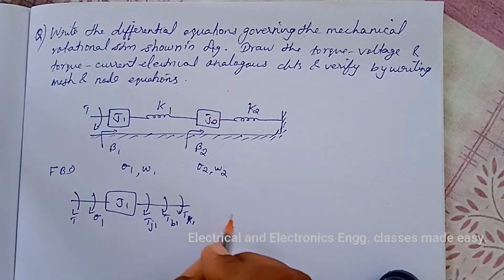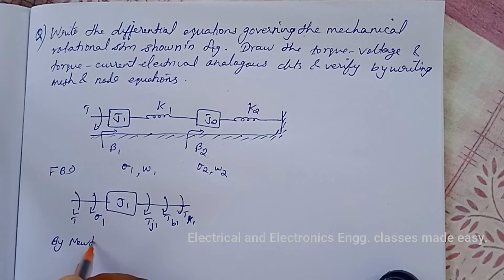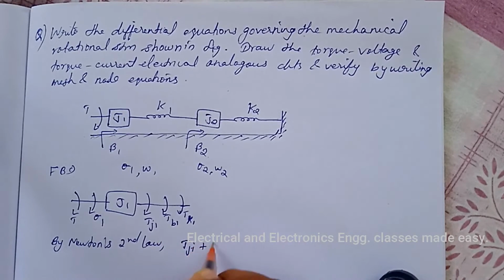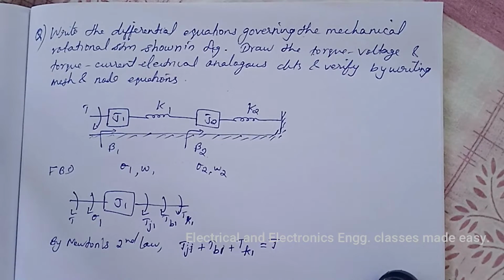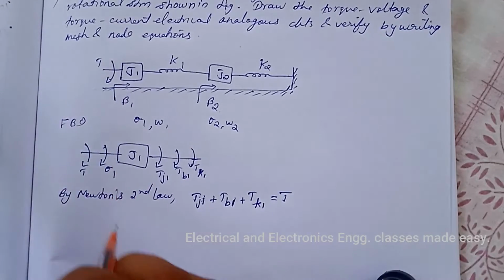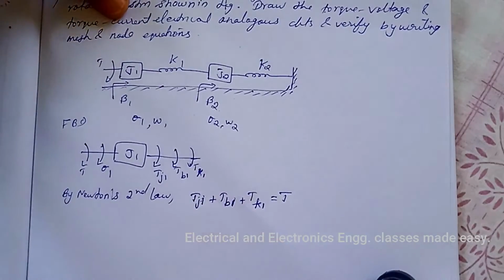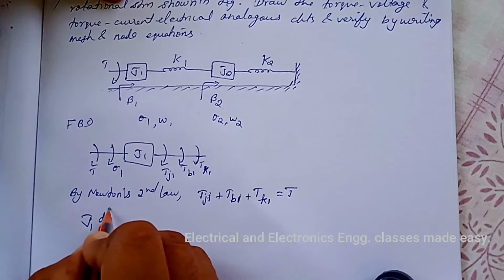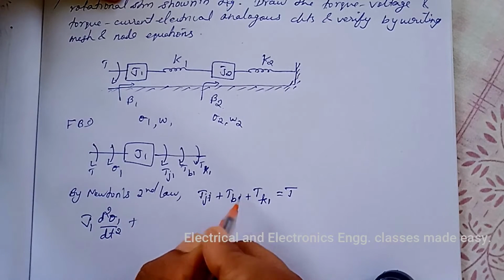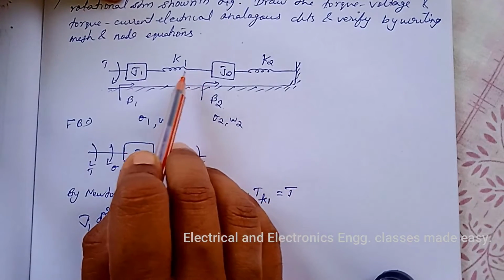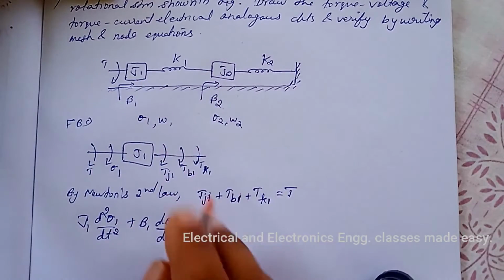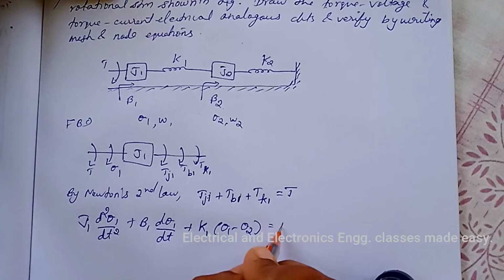Then by Newton's second law we can write Tj1 plus Tb1 plus Tk1 is equal to the applied torque T. Now Tj1 is J1 into d square theta 1 divided by dt square, plus Tb1 is b1 into d theta 1 by dt, plus Tk1 is k1 into, since k1 is in contact with both J1 and J2, theta 1 minus theta 2, and that is equal to T.